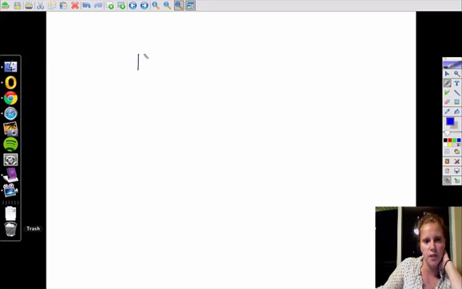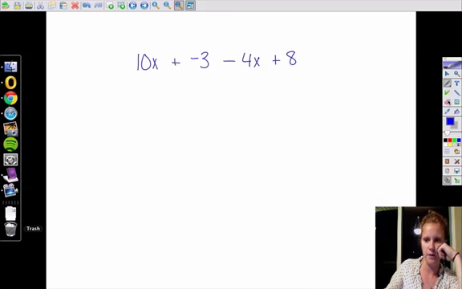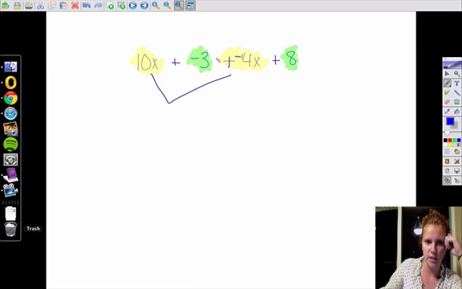Let's try 10x plus a negative 3 minus 4x plus 8. All right, so I'm going to pick out my like terms. I have 10x's and minus 4x's. So if you're uncomfortable with minus 4, let's make that a plus a negative 4. And then we also have a negative 3 and a positive 8. Those are like terms as well. So if I simplify this, 10x plus a negative 4x is going to be 6x's. And then a negative 3 and a positive 8 is a positive 5.